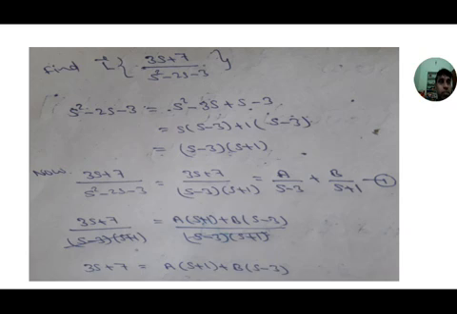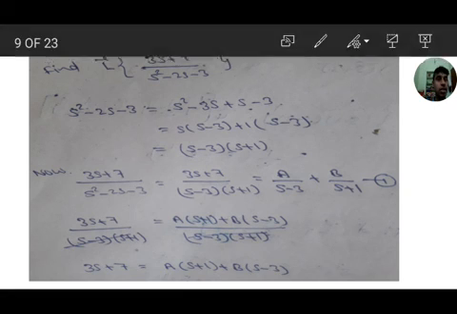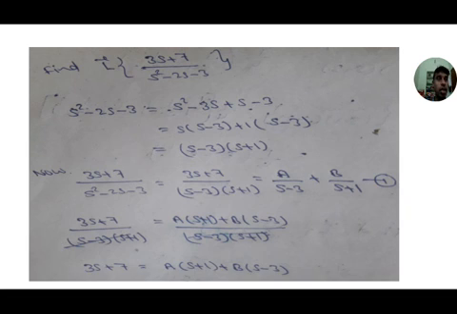Next problem. Find L inverse of 3s plus 7 by s square minus 2s minus 3.